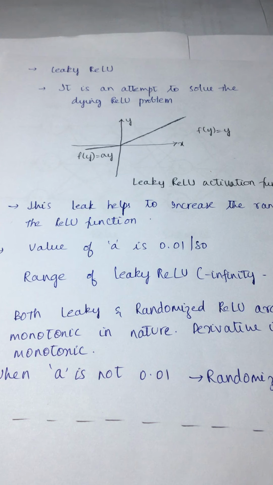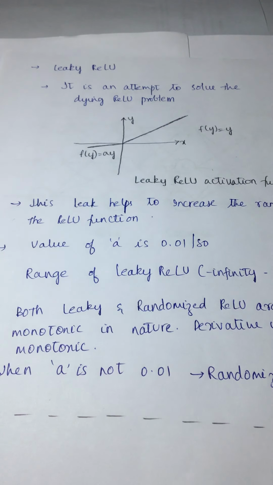There is one more type of Relu called randomized Relu. Randomized Relu is whenever the value of a is not 0.01. You can randomly pick a value for a. Coming to the nature of the function, both Relu as well as randomized Relu are monotonic in nature. The derivative is also monotonic. That can be clearly seen. At least the nature of the function can be seen from the plot. The derivative of this is also monotonic.